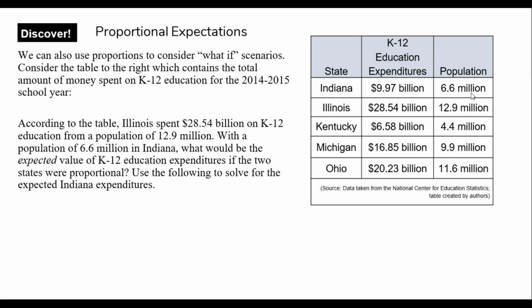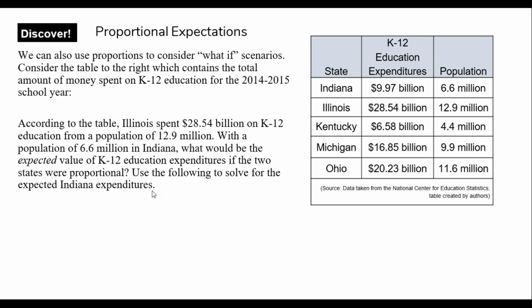Now we can use this idea of proportionality to compare different things here as we're going through. So let's take a look at this question. So it says, according to the table, Illinois spent $28.54 billion on the K-12 education from a population of 12.9 million. With a population of 6.6 million in Indiana, what would be the expected value of the expenditures if the two states were proportional? So now we can see what Illinois spent and what their population is.